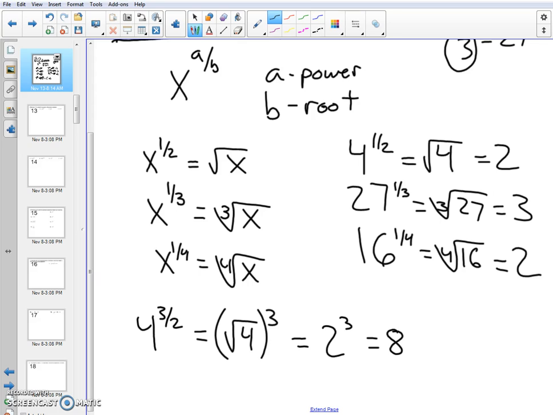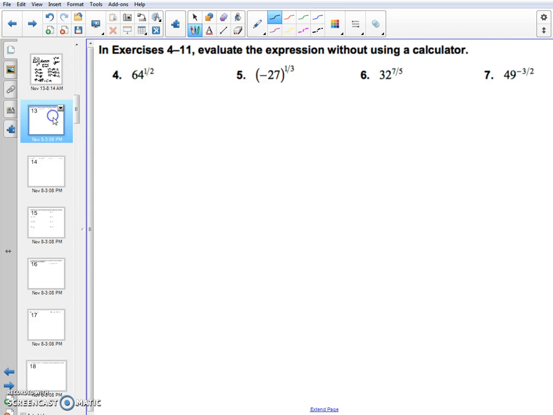So we're going to jump into your student journal here and just do several examples. This is on page 126. If you don't have that out, go ahead and do that. Page 126. We're going to do a bunch of examples here to get used to this idea of rational exponents.